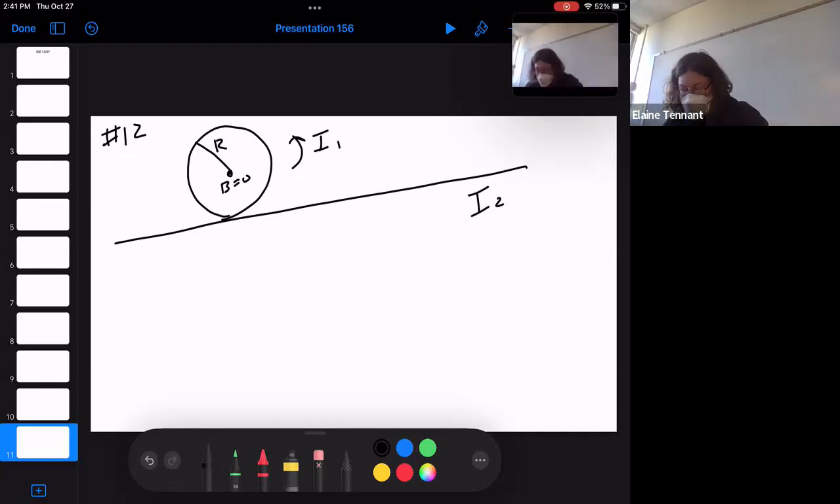Okay, and so we have two things making a magnetic field. We have the loop of wire and we have the long straight wire. And so the first thing we need to know is what direction to put the current of I2. So first off, looking at I1, at the center of the circle, what direction will it make a magnetic field in? Out of the page? Okay, so I got one out of the page.